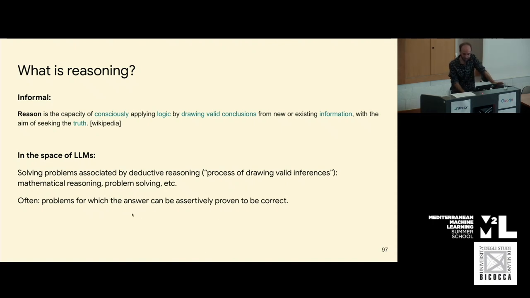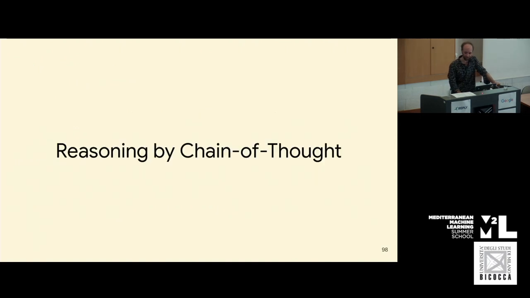So in the space of LLM reasoning, it tended to mean problems associated with deductive reasoning, such as mathematical reasoning and problem solving. Often, it means problems for which the answer can be assertively proven to be correct. So it's not a matter of subjectivity. A theorem is either true or false, or maybe unprovable. This kind of code is either correct or incorrect, but there is not as much of a notion of subjectivity. But this is not an official definition by any means, and we can talk more about what reasoning should mean. All right, so reasoning by chain of thought in particular.